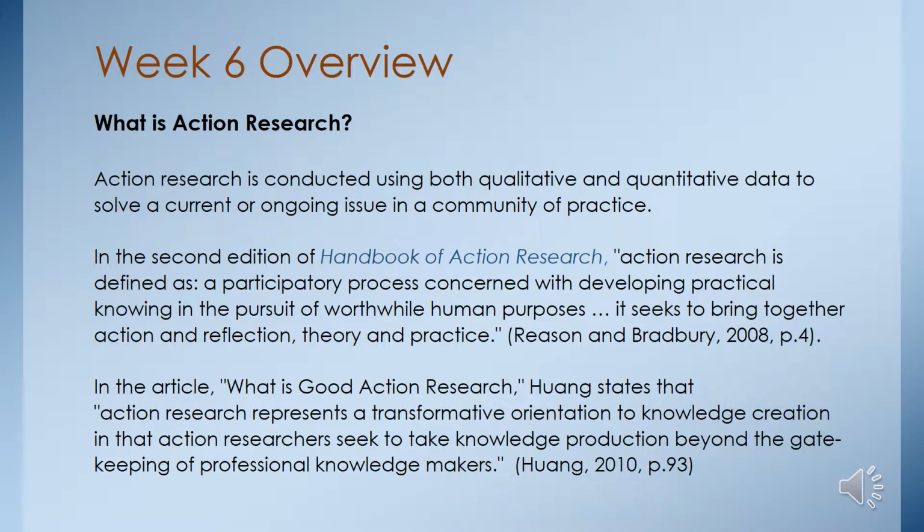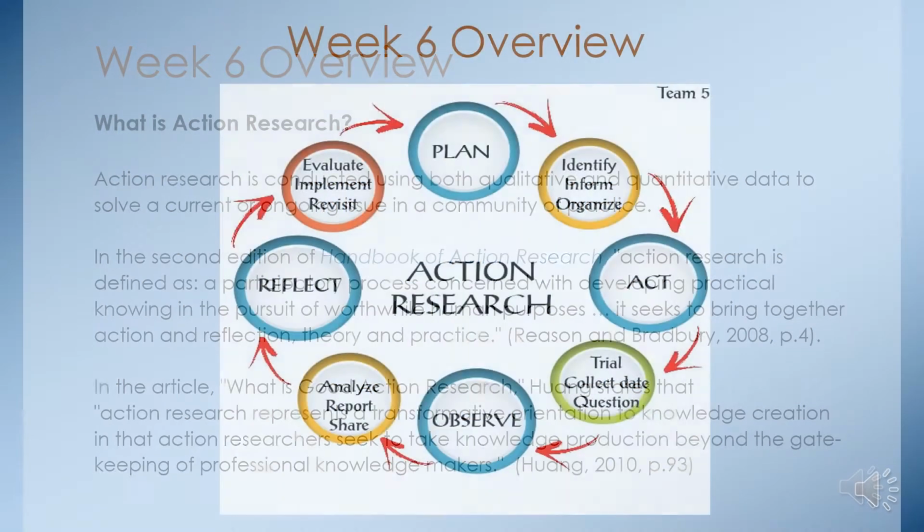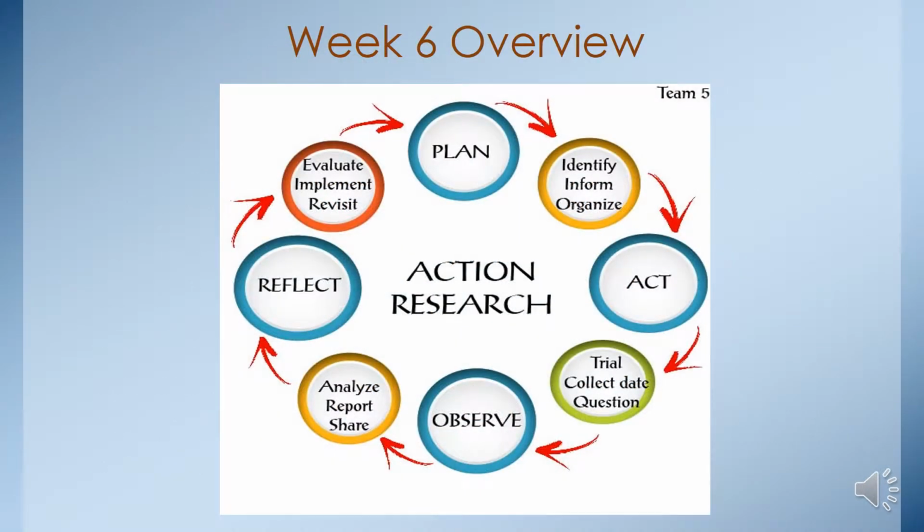In the article, What is Good Action Research? Hung states that action research represents a transformative orientation to knowledge creation in that action researchers seek to take knowledge production beyond the gatekeeping of professional knowledge makers. Hong, 2010, page 93. Action research starts with a plan and includes stages such as gathering data and information, observation, action, reflection and evaluation, and implementing any changes.